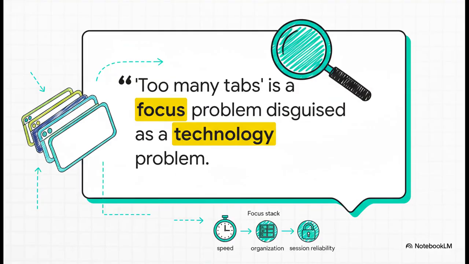And this really gets to the heart of it all. We get so caught up thinking too many tabs is a technology problem, but it's not. Too many tabs is really a focus problem in disguise. These tools we've been talking about, they're not just about managing tabs, they're about managing your attention.